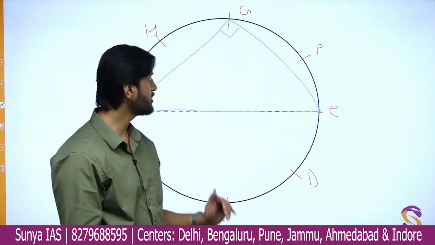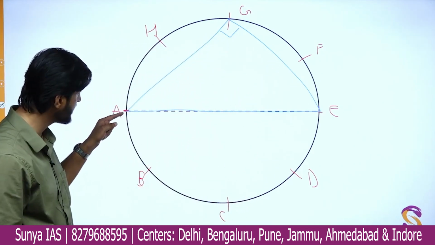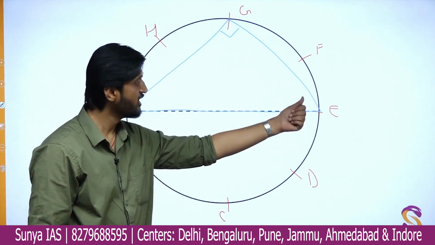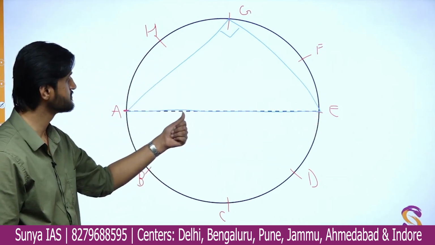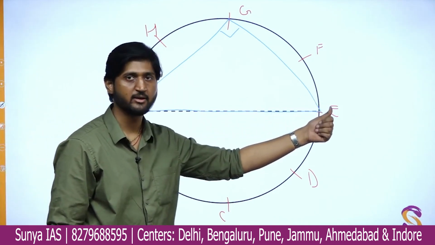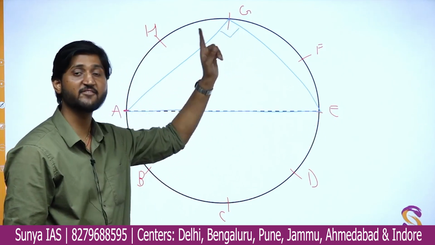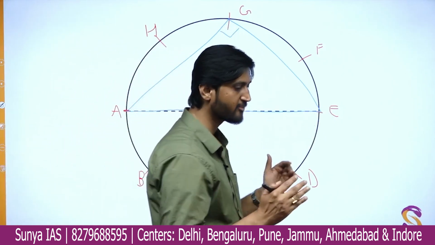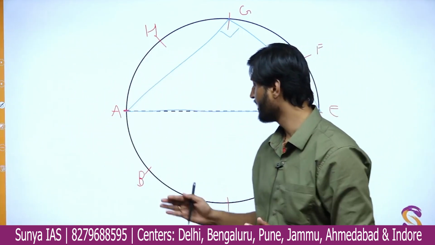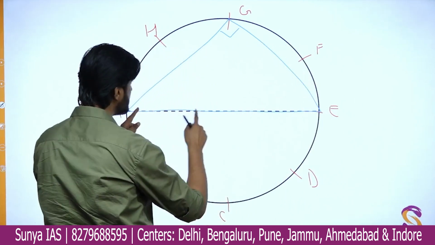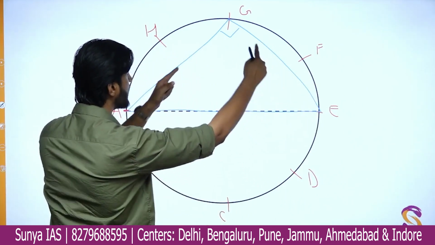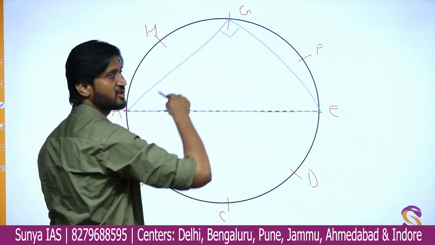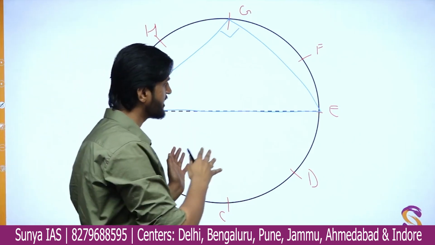So the property goes like this. When you create a triangle, when one of the sides is a diameter, the angle found on the other side is definitely a right angle. Let me put it mathematically: the angle subtended by the diameter on any point on the circle is always a right angle. That is the mathematical part of it.